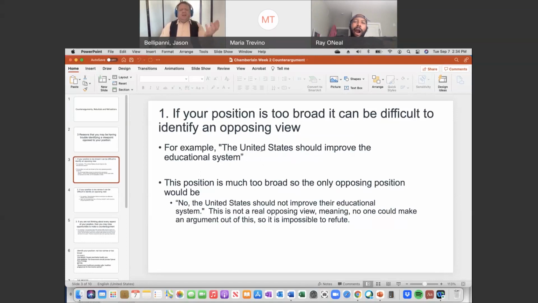If I said something like, I don't know, the United States should commit more money to the educational system, now that's getting closer to having an argument, because someone can say, no, there's already enough. But anyway, you want to consider that if you're having difficulty thinking of what an opposing view is going to be, it might just be because it's too broad, and I think that might be my problem.